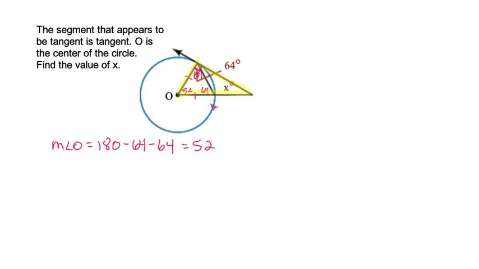So in this big right triangle, I can find x, the missing angle, using the triangle angle sum theorem again. I know these three angles should add up to 180, so if I subtract out the 90-degree angle, the right angle that I know is right because of the tangent, and then the 52-degree angle that I found, that's going to leave me with 38. So x in this problem is 38 degrees.